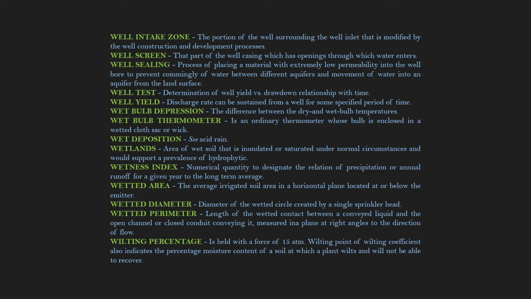Wetted diameter: diameter of the wetted circle created by a single sprinkler head. Wetted perimeter: length of the wetted contact between a conveyed liquid and the open channel or closed conduit conveying it, measured in a plane at right angles to the direction of flow. Wilting percentage: moisture held with a force of 15 atmospheres. Wilting point or wilting coefficient also indicates the percentage moisture content of a soil at which a plant wilts and will not be able to recover.